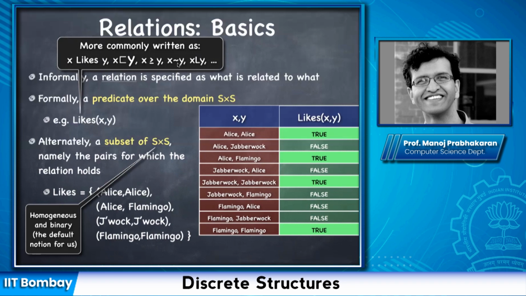Other symbols are also used, square less than symbol, or this tilde. Sometimes you just write a letter instead of a symbol, and sometimes you would write it out in English, so that you can read it as x likes y.